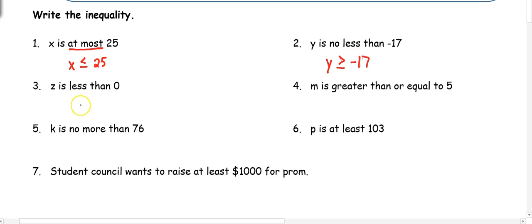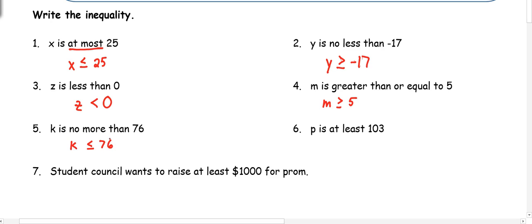Number three, z is less than 0. So we have z, an arrow pointing to the left, and 0. Number four, M is greater than or equal to 5. So we have M and then the greater than or equal to sign, 5. Number five, K is no more than 76. That means 76 is the maximum. So we would have K is less than or equal to 76.